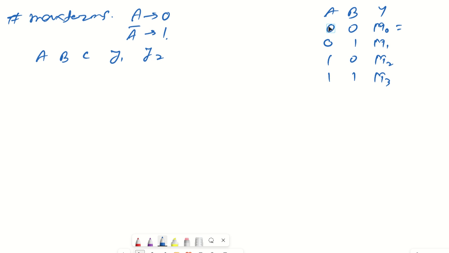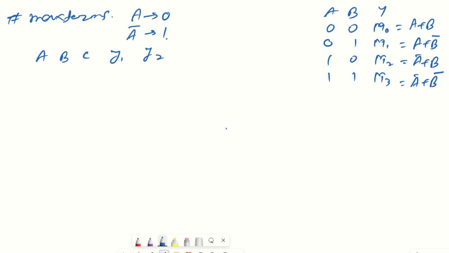Wherever it is 0, this is considered as 1, right? I mean a. So I can write it down as a plus b. This can be written as a plus b bar, since b is 1, it is b bar. Similar to that, I can write it down as a bar plus b, and then a bar plus b bar. You can see a bar plus b bar means both are 1, 1. That's the reason it is m3. Understood?